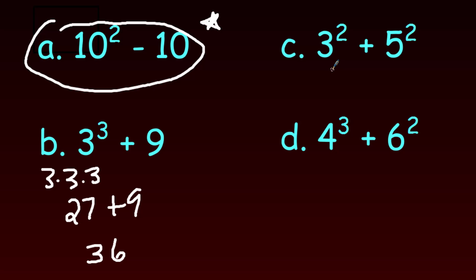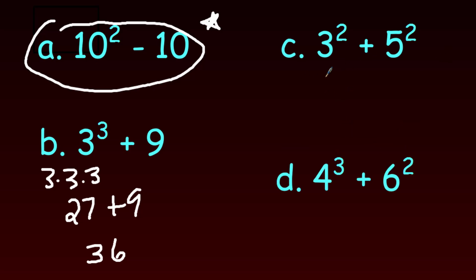C says 3 squared plus 5 squared. I think I need a little bit more room here. So 3 squared is just 3 times 3, which is 9. And then 5 squared is just 5 times 5, which is 25. Again, we end up with 34. Nope, sorry. Now D, we have 4 raised to the third power.